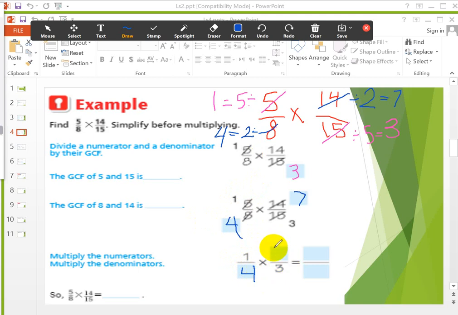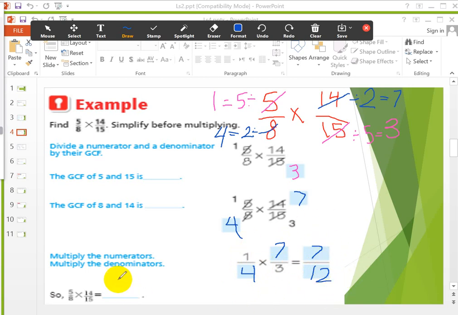Here I have in the numerator 7 and in the denominator 3. So the numbers 5, 8, 14, 15 become 1, 4, 7, 3. They become smaller, right? So the multiplication will be easy for me. Now if you multiply 1 with 7, it will be 7, right? 4 multiplied by 3 equals 12. So the answer is 7 over 12, and that is the answer in simplest form.